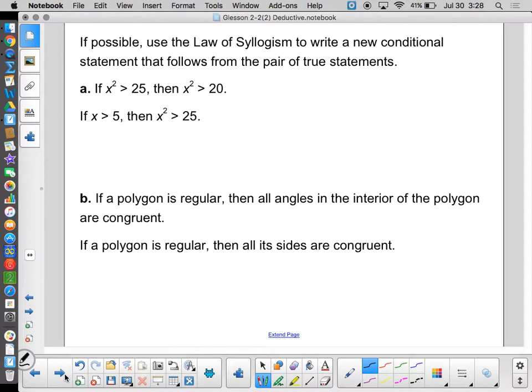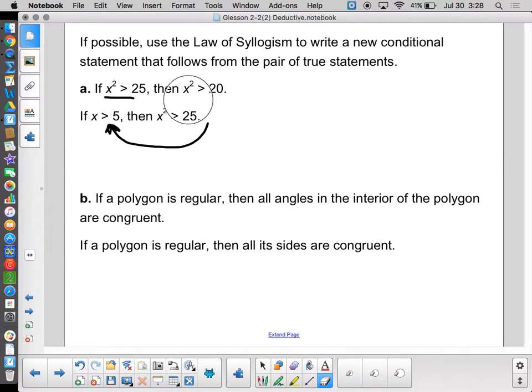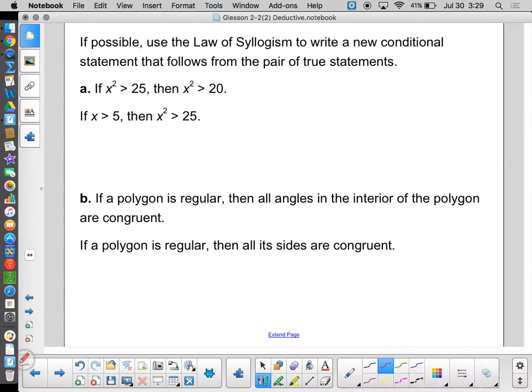Can I use law of syllogism here anywhere to make some conclusions? If x squared is greater than 25, then x squared is greater than 20. If x is greater than 5, then x squared is greater than 25. Well, at first glance we say no, because this leads to that. That's fine. But in order to have syllogism, this statement here would have to be the first statement over here, and it's not. So it might be tempting to say no syllogism. But what if we take the other statement first? If x is greater than 5, then x squared is greater than 25. So my next statement would have to start with that. It does. So I do have a valid chain of events.